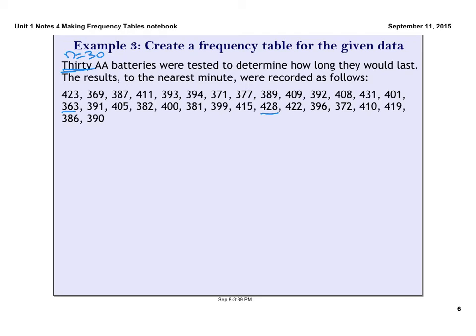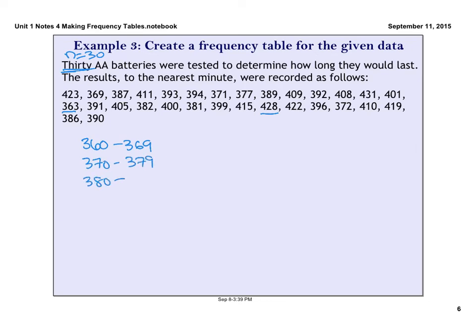So again, I think I'm going to label my classes by 10 here because even though my data is up really high, my range is only 65. So I don't need that many intervals. I can split them by 10 and still be pretty good here. So I'm going to start at 360 and go to 369, then 370 to 379, then 380.